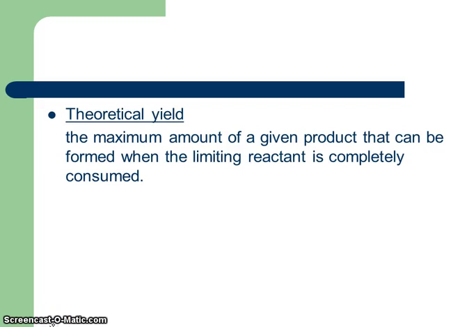Theoretical yield. The theoretical yield is what the stoichiometry tells us we can produce. It's the maximum amount of a given product that can be formed when a limiting reactant is completely consumed.